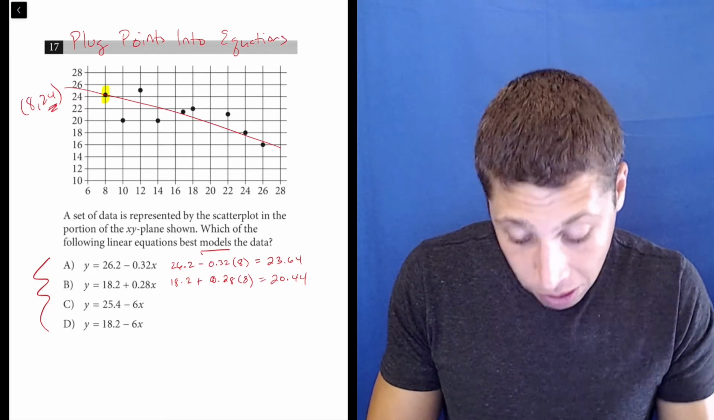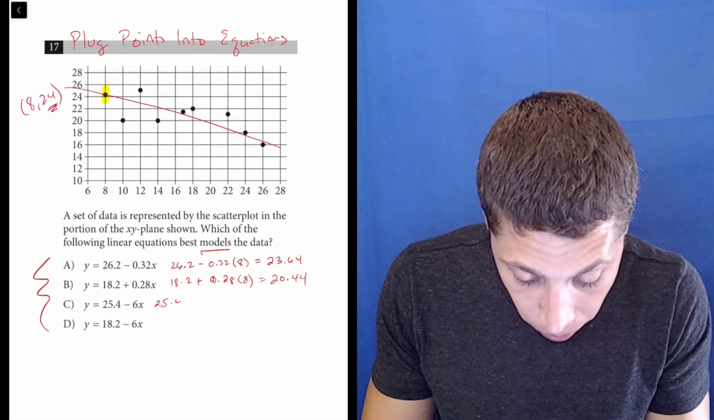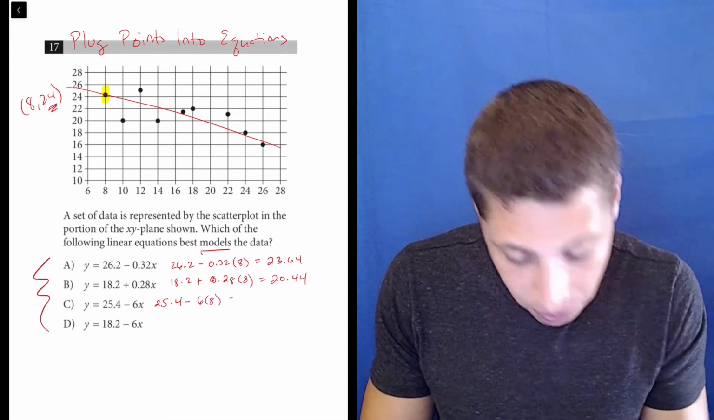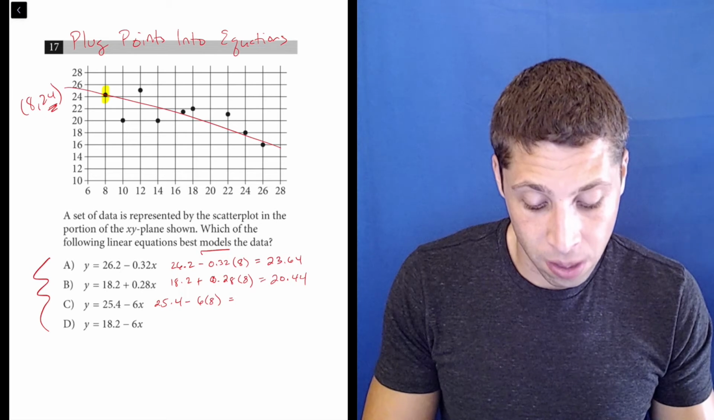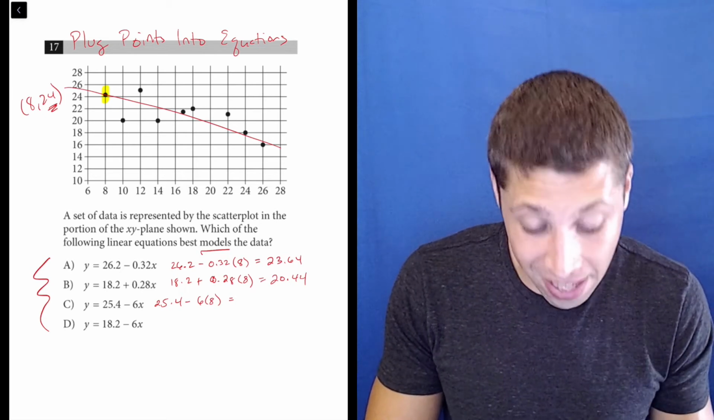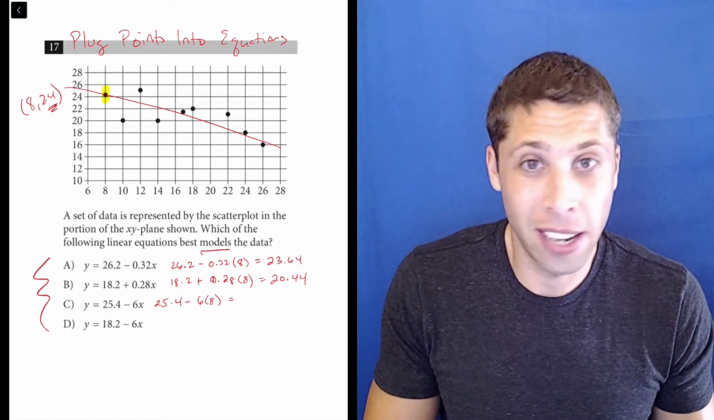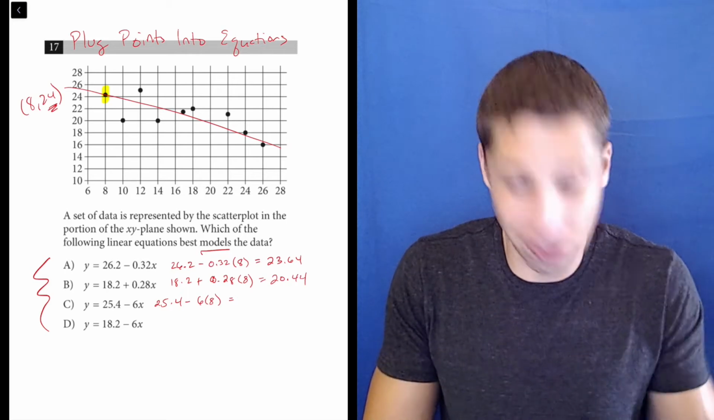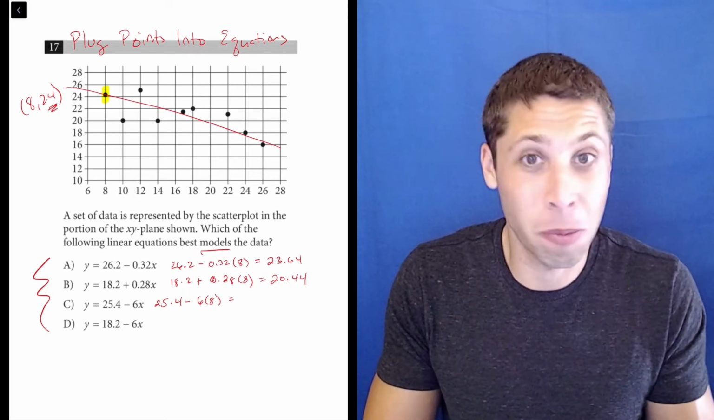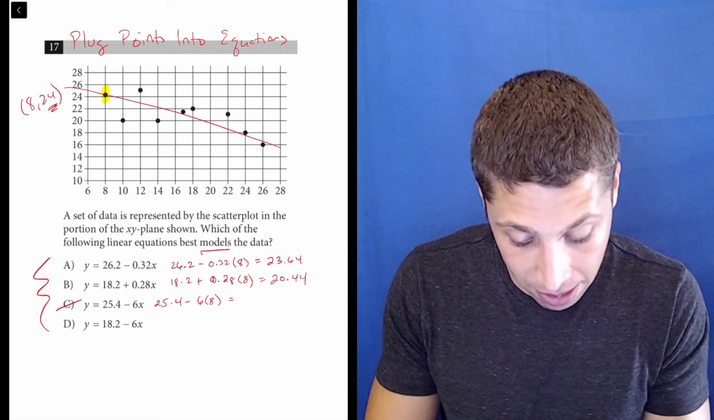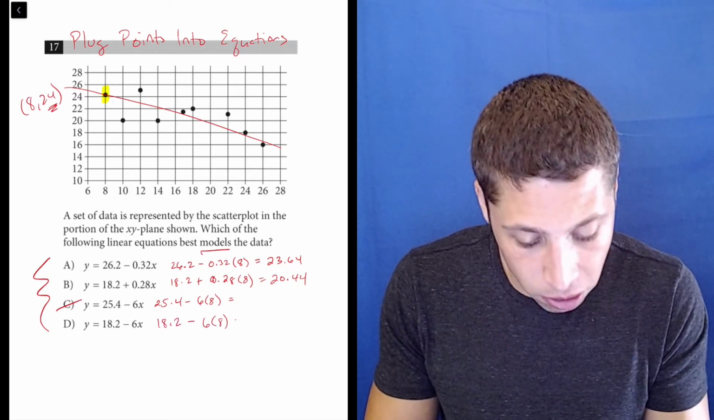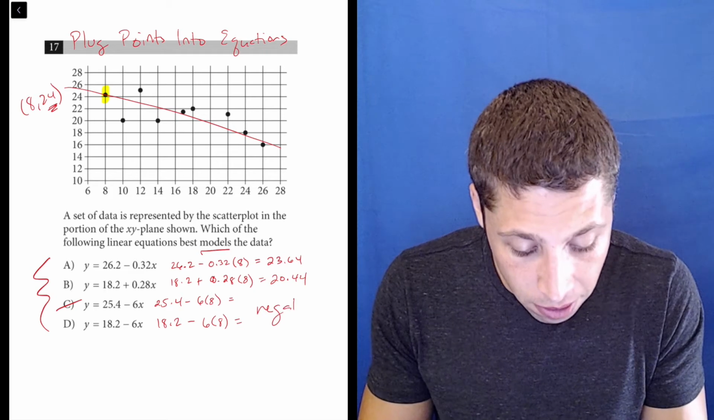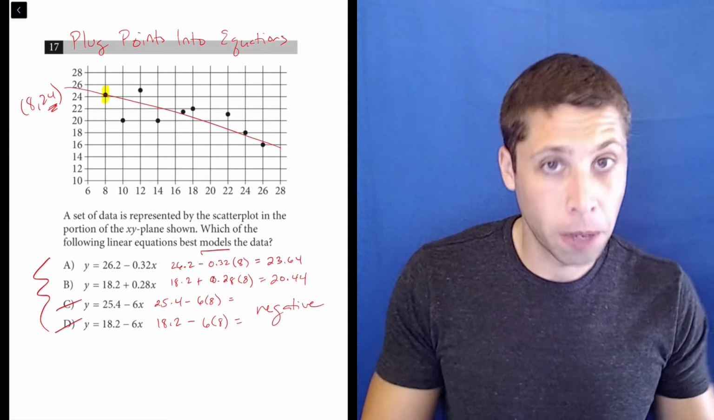But let's look at choice C, 25.4 minus 6 times 8. Well, I don't even need to plug that in the calculator. 6 times 8 is 48. 25.4 minus 48, that's a negative number. There's no way that's going to be right. There's no reason for me to have a negative number. The answer is positive 24, so this doesn't make any sense. Same thing here, 18.2 minus 6 times 8. That's also negative, both of these. So neither of them work.